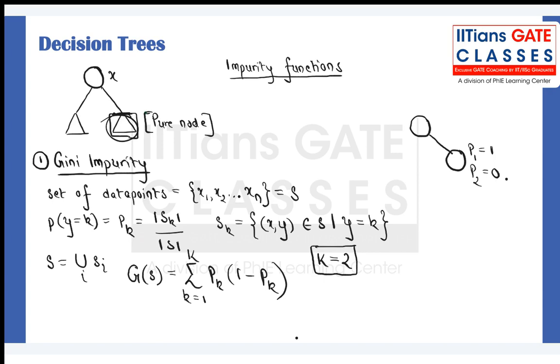Let's say this is the node I'm trying to calculate, n. So what will be G of n? G of n will be P1 into 1 minus P1 plus P2 into 1 minus P2. So P1 into 1 minus P1, where 1 minus P1 is 0. This is 0. So if you have a pure node, which is a node that does not contain a mixture of classes, then that will give you the least impurity because it's not an impure node, it's a pure node.